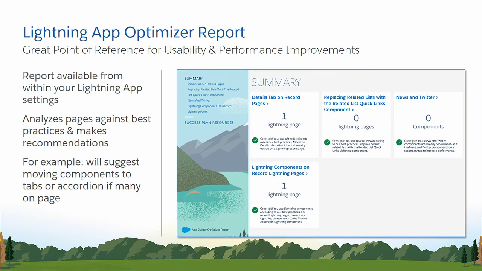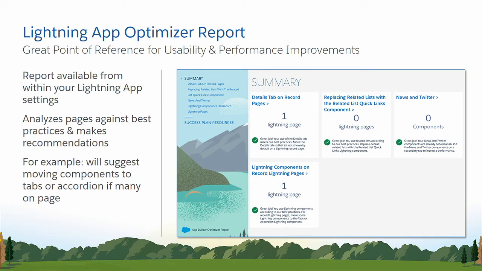So before you make any changes, it's a good idea to start by understanding the current state of the system and its usage and adoption. And there are a couple out-of-the-box tools that can help you with that I want to touch on. The first is the Lightning App Optimizer Report. So this is a great tool if you're trying to improve existing pages, and it's also really useful as a check after you've built your pages.